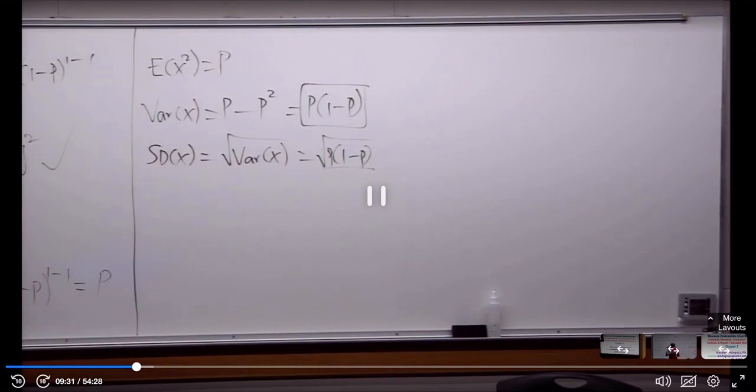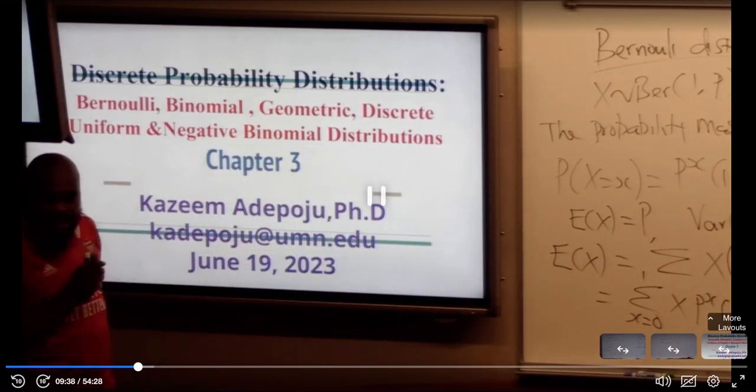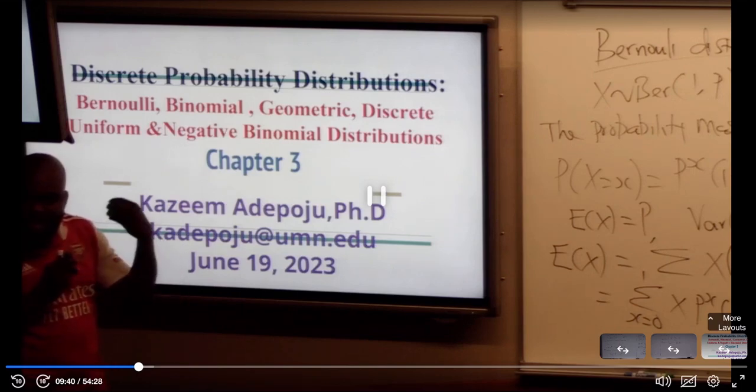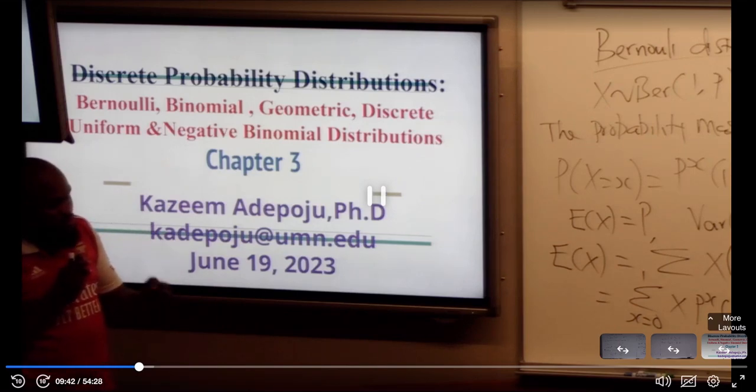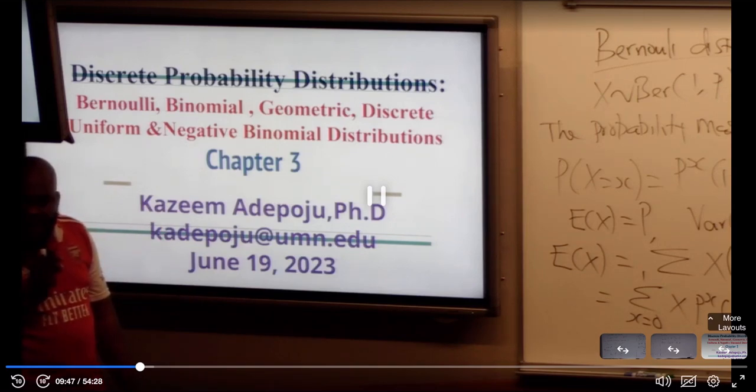Now, the next thing I want to do is, I'm done with the Bernoulli. I want to go to the binomial. I'm also going to derive the mean and variance. Before I go into binomial, is there any question? Any question?